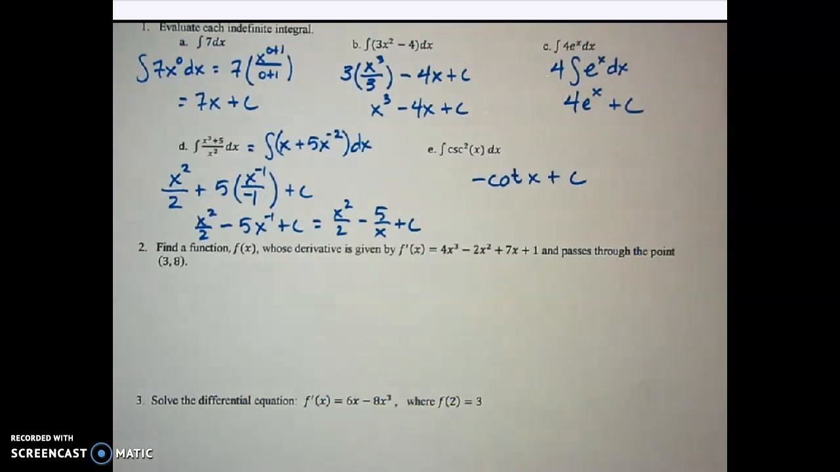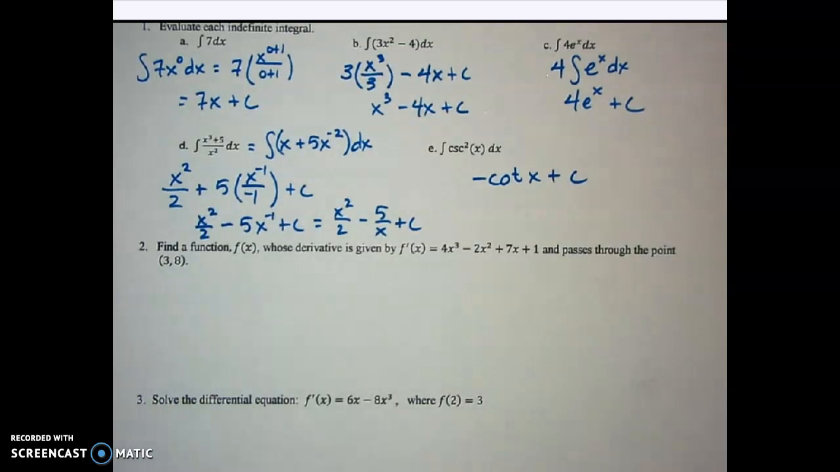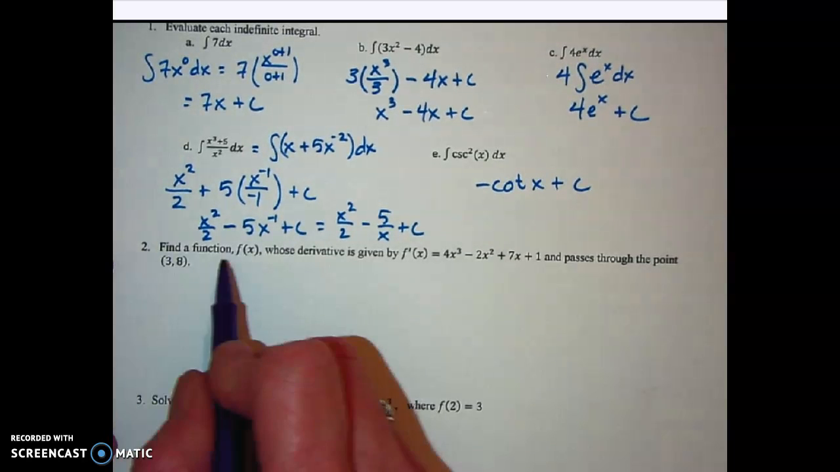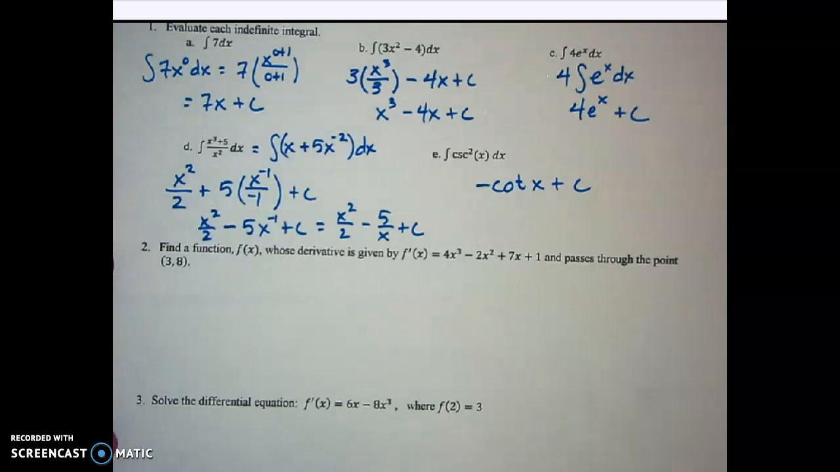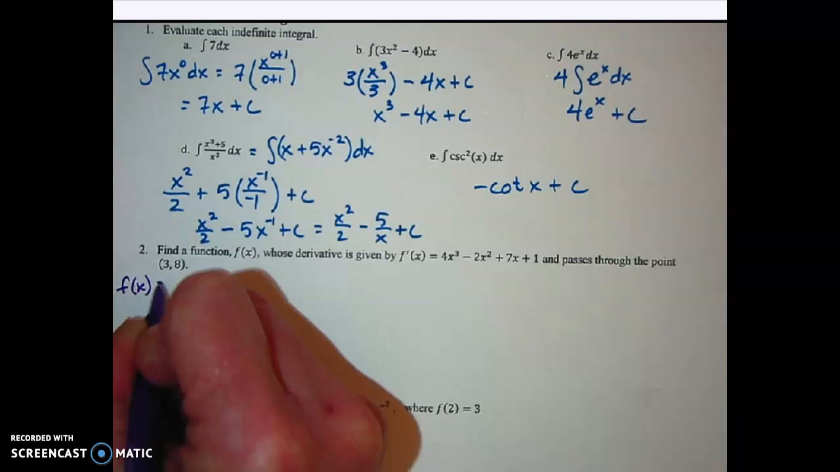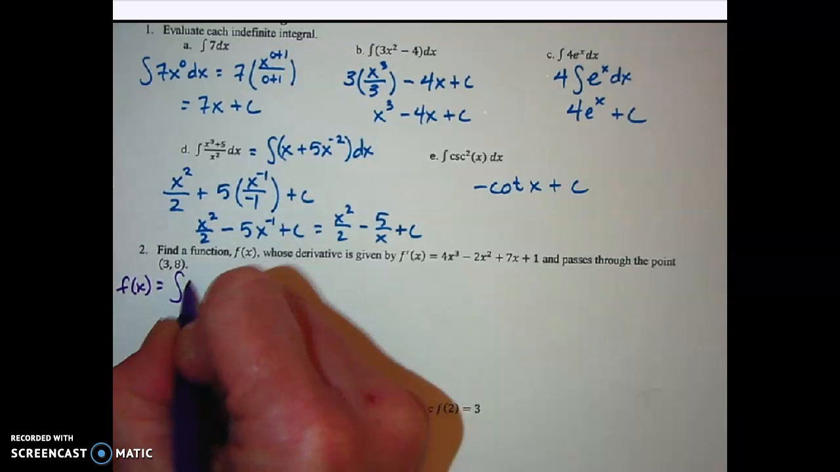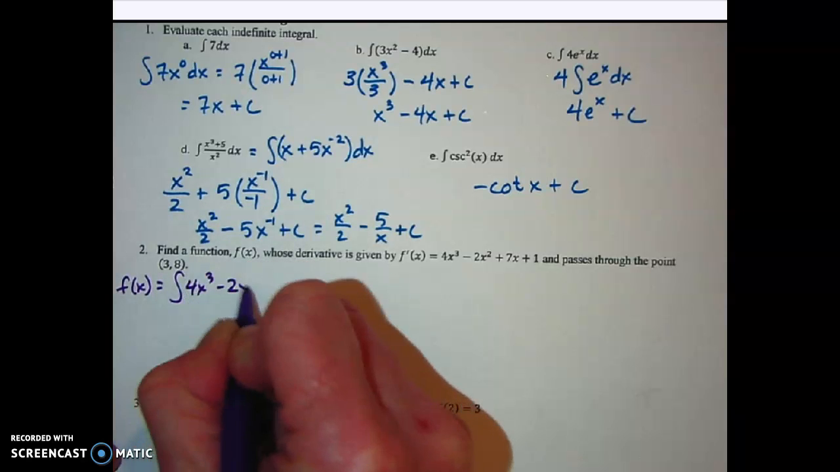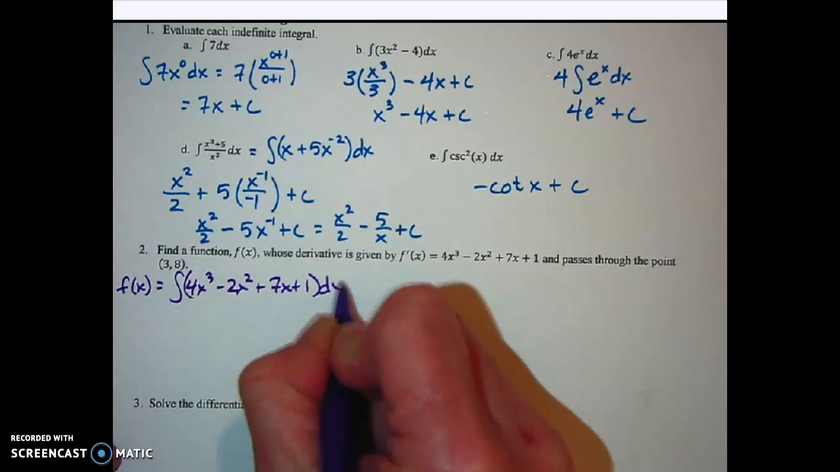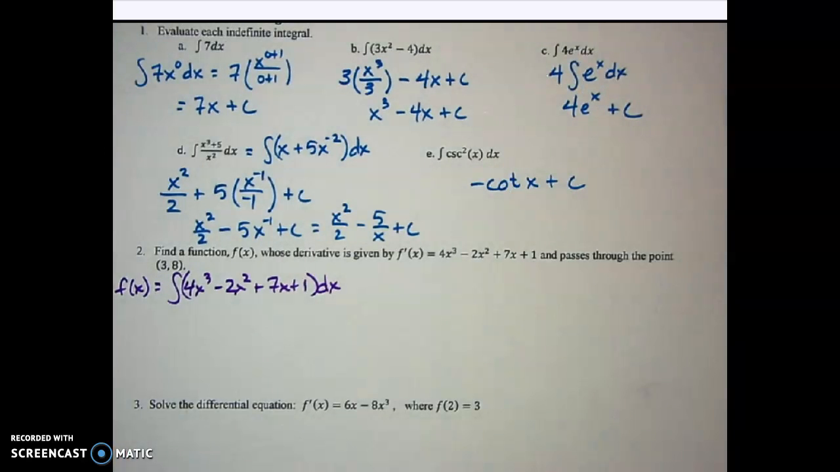So how do you ever find what that c is if you never really know? Well, in these last two problems, you would need to be given what's called an initial condition, or a point on the actual curve. So find a function f whose derivative is given by that function. So f is going to be the integral of 4x cubed minus 2x squared plus 7x plus 1 dx. So go ahead and find the integral of that. Please pause the video.